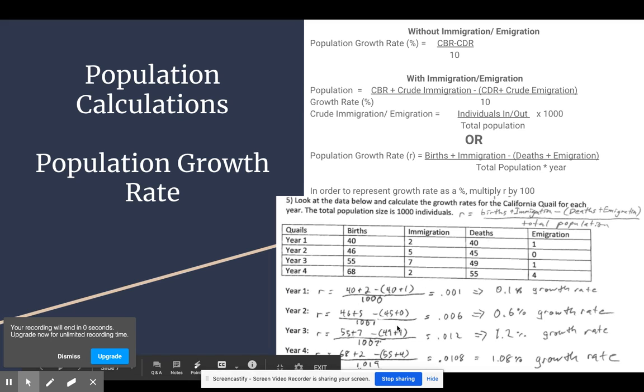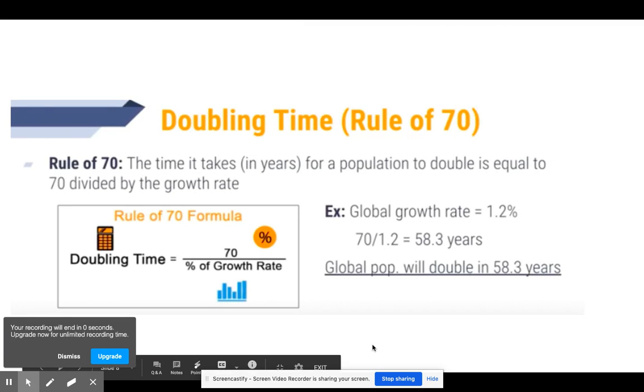One thing that I did here is I want you to notice that from year to year, I added the population growth to the number of individuals. So we gained 1 individual in the first year, so my denominator in year 2 is going to incorporate that. I gained 6 individuals in year 2, so I incorporate that, and I kept adding to the population.